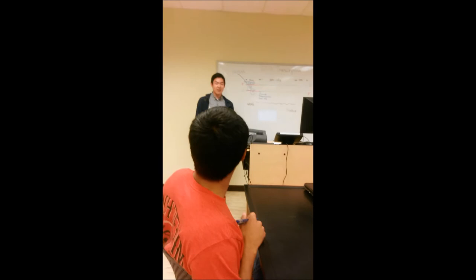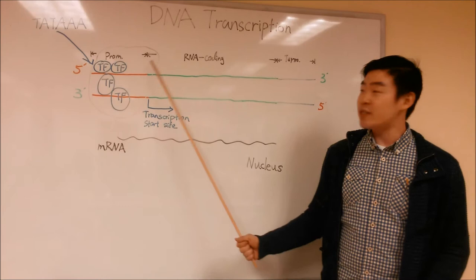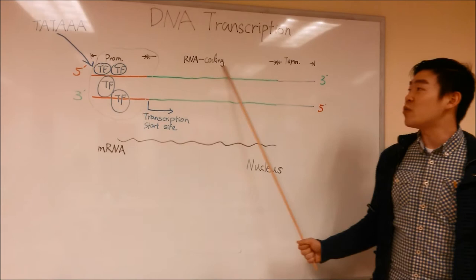So, today we are going to talk about DNA transcription. Here, I have two DNA strands, the plus strand and the minus strand. The region labeled in red is the promoter region, and downstream of that is the RNA coding region. Next to it is a termination site.